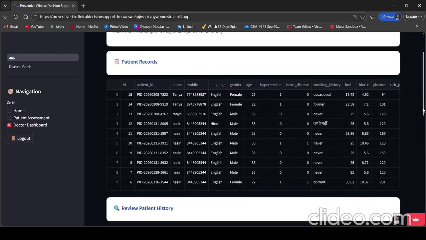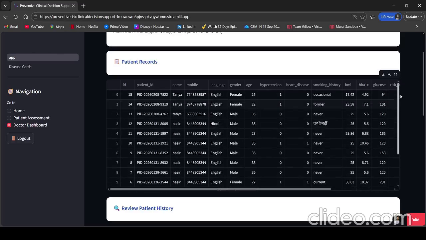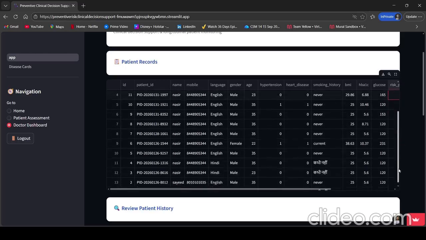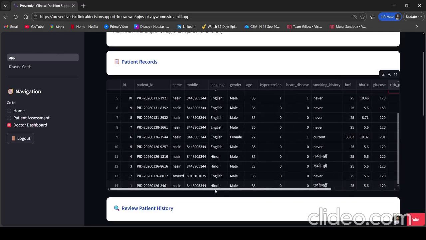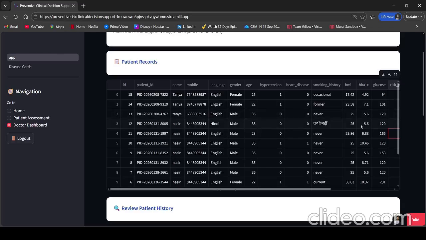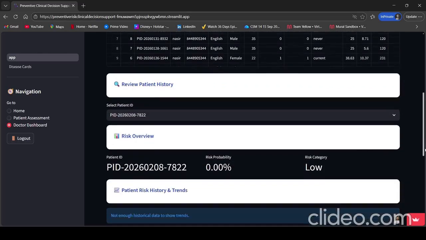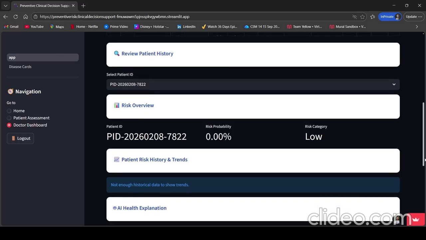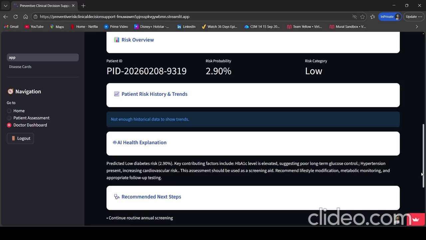These are the patient records: patient ID, name, mobile, language, gender, smoking history, risk category, and review. I can also review patient history by selecting a patient ID and viewing risk overviews. The risk probability for this patient is 2.9% and the risk category is low. If historical data is limited, the system clearly states that trend analysis is not available, maintaining transparency.